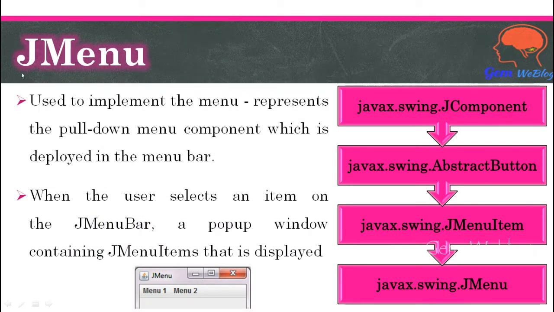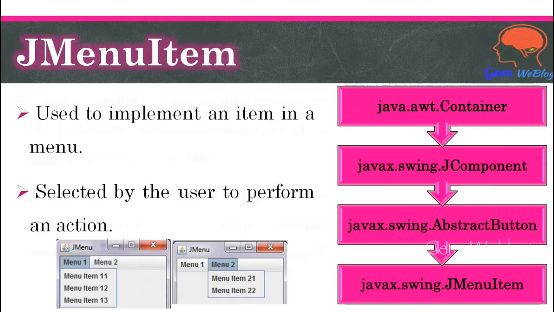Next, we'll discuss the purpose of JMenu. It is used to implement the menu that will be deployed in the menu bar. So, whenever the user clicks the menu in the menu bar, a pop-up window which contains menu items will be displayed. When you talk about the hierarchy, JMenu has been derived from the JMenuItem package, which in turn has been derived from the AbstractButton package.